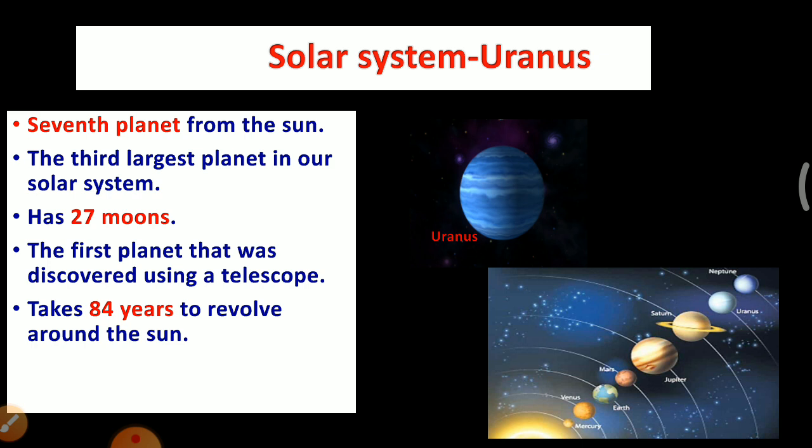So, if you take Uranus, it is the 7th planet from the sun, third largest planet in the solar system. It has 27 moons around it. It is the first planet discovered through a telescope, and it takes 84 years to complete one revolution.